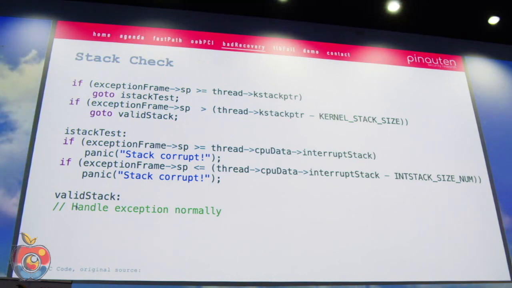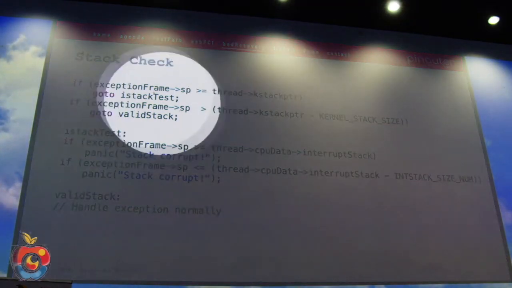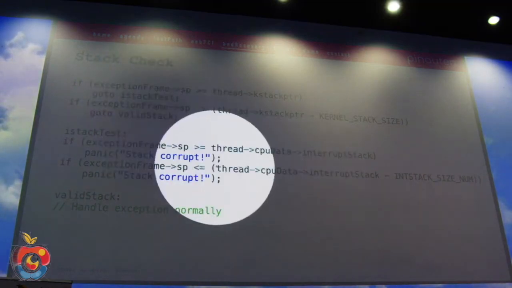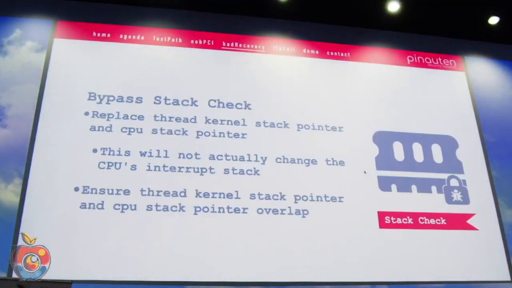So what we have to do is we just relocate the CPU's interrupt stack to somewhere else, make sure that our stack pointer overlaps with the interrupt stack, and then we will fail the first check, but we will pass the second one, which checks the interrupt stack pointer.